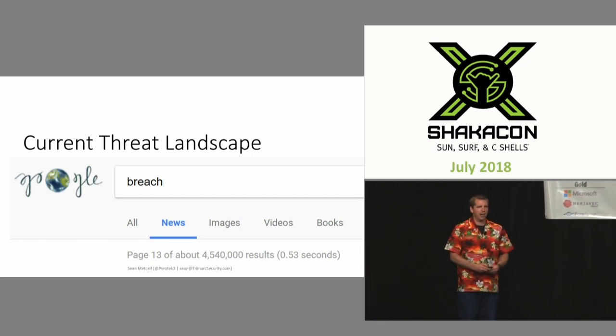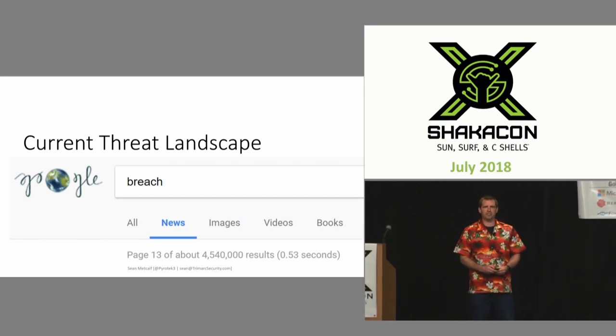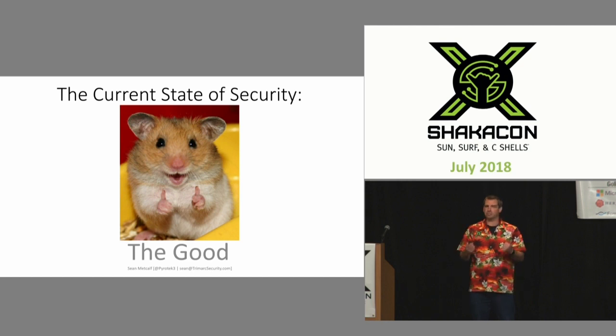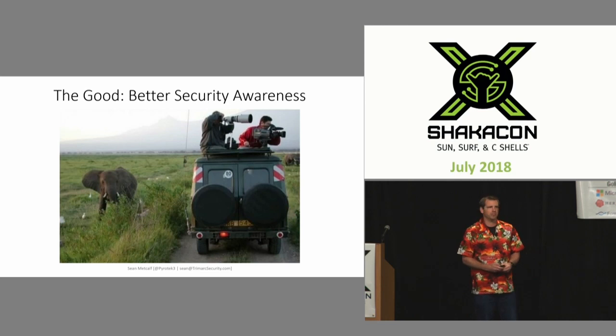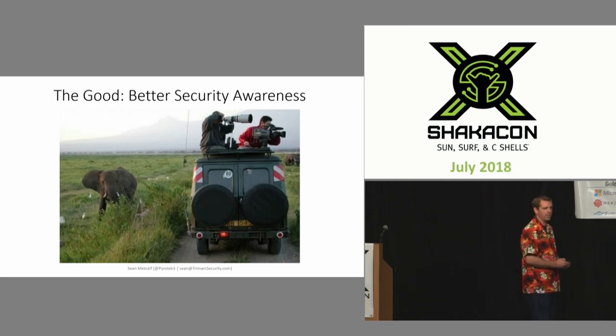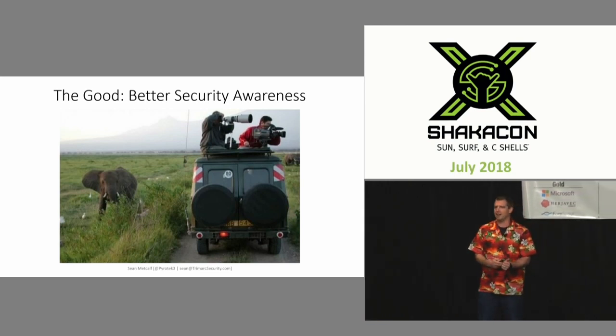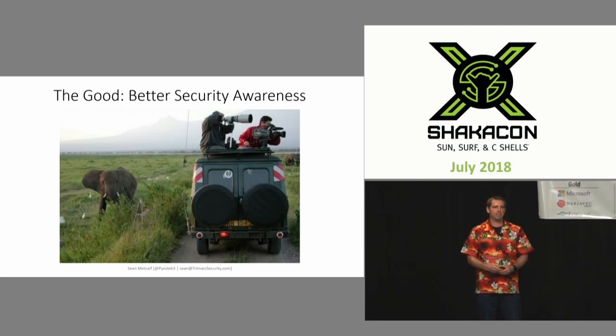So breach. I love doing searches on Google that are just very simple like this, and apparently there's like 4 million breaches out there, according to the Googles. But the state of security is good, right? So we got some good. Better security awareness. We're able to see what's going on better than we have before. We're getting some logging. We're flowing it in. Sometimes we miss the elephant in the room, but that happens.